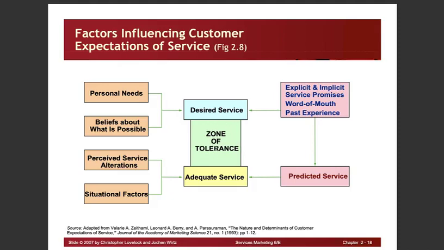This means an interval. I won't say that it is an interval, but it is an area. That's why they call it a zone: the tolerance between adequate service and desired service.